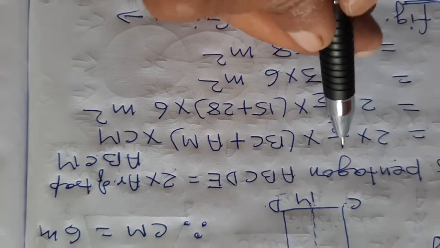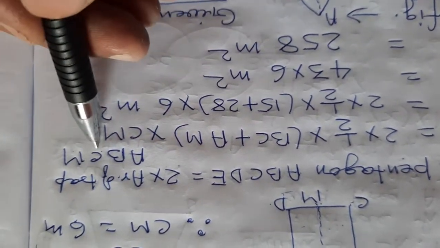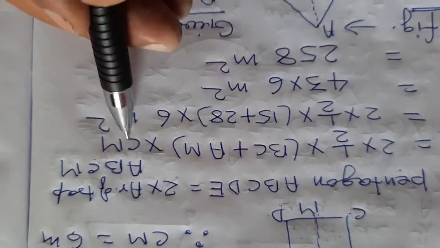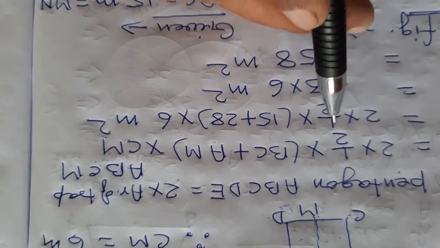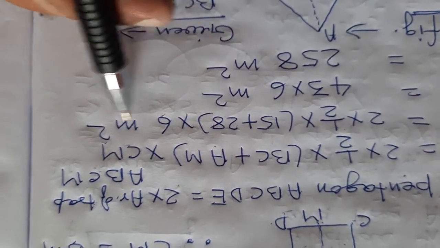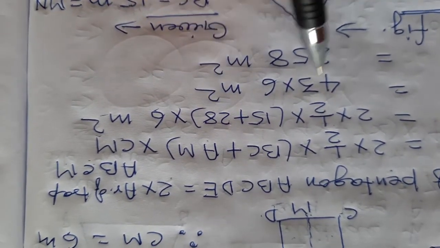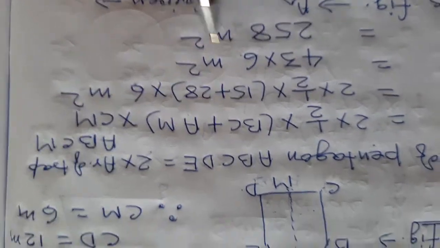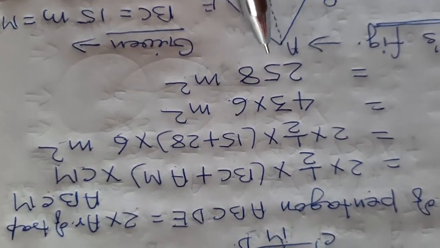That is equal to 2 into 1 by 2 into (BC plus AM) into CM, the area of trapezium ABCM being 1 by 2 into the sum of parallel sides into the distance between parallel sides. So putting values, 2 into 1 by 2 into (BC 15 plus AM 28) into CM 6 meter square. The 2s cancel. 15 plus 28 is 43, into 6 meter square, that is 258 meter square. The area measured by Neha is 258 meter square.